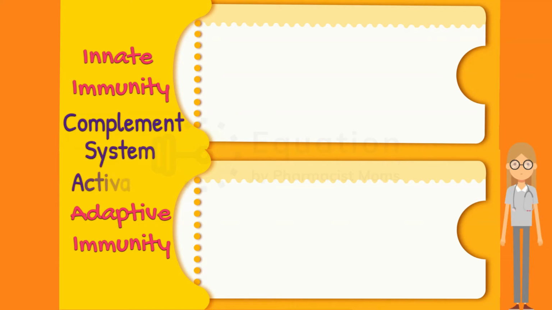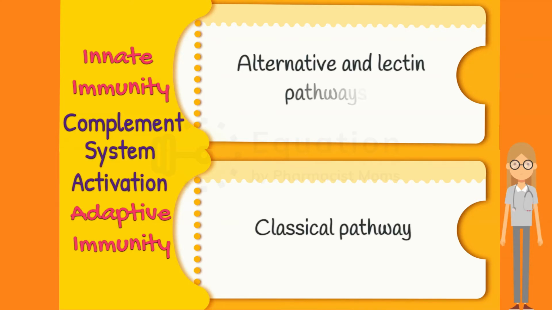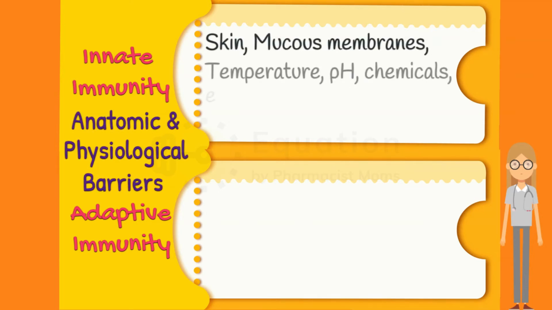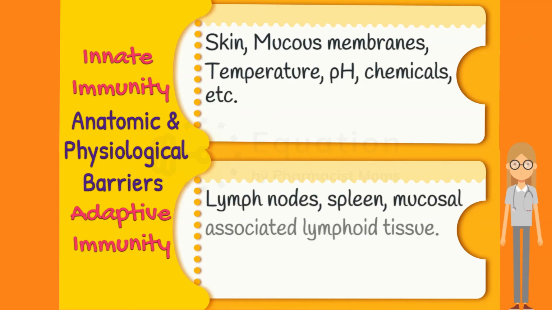15. Alternative and lectin pathways are the prominent pathways required for innate immunity. On the other hand, the classical pathway is the dominant complement pathway required for adaptive immunity. 16. Anatomic and physiological barriers provide the crucial first line of defense against pathogens. These barriers include skin, mucous membranes, temperature, pH, chemicals, etc. On the contrary, the anatomic and physiological barriers of adaptive immunity include lymph nodes, spleen, mucosal-associated lymphoid tissue.